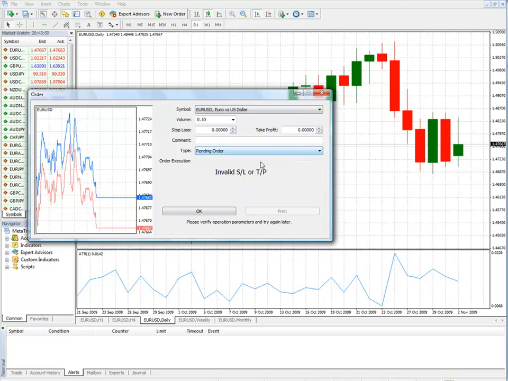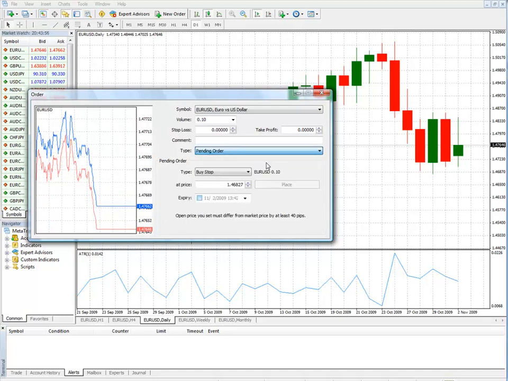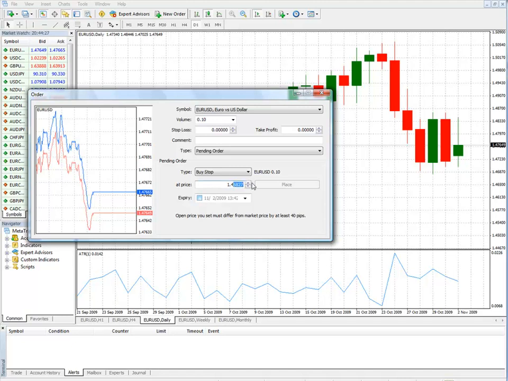What did it tell me? Invalid stop loss or take profit. I'm not trying to set a stop loss or take profit, I just want a buy stop. Open price you set must differ from market price by at least 40. This is a particular limitation of this platform, that you have to be so far away in order to do it. But the price is actually 40 pips away, so I don't understand what the problem is. Let's try that again. Make sure I've got my price right. There we go. Always double check your prices, right?